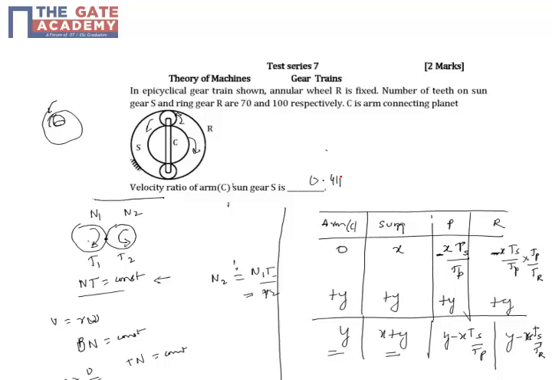It's like first freeze the arm, get the rotations, and then imagine that the arm is moving. So it's like providing rotations to every gear present in the system. So that is the thing. It's simple to apply. Thank you.